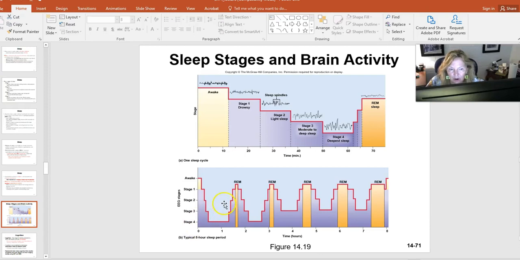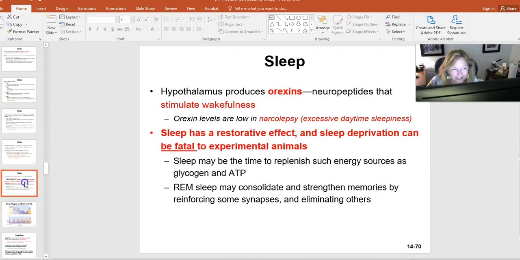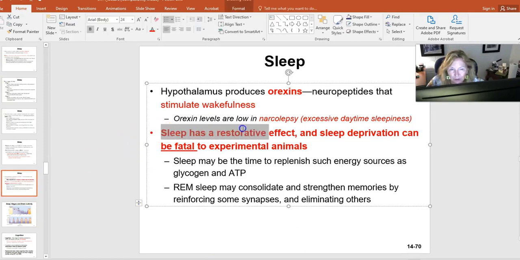The thing that you want to know about this pattern of sleep is that you need enough REM events, each one lasting a little bit longer than the one before it, before your brain has actually had restorative sleep. So if you get interrupted in sleep, you have to start this whole thing again. I wonder how many of you get enough sleep. So sleep has restorative effects, and if you do not get enough sleep over a long enough period of time, it actually can be fatal to you.